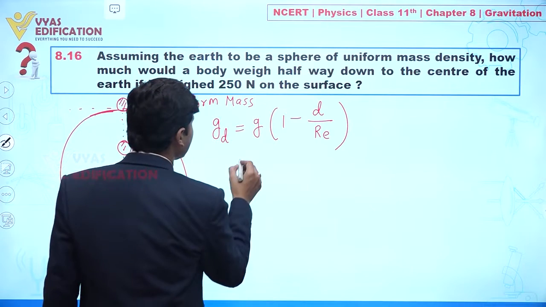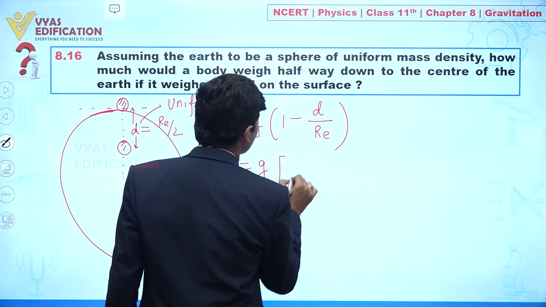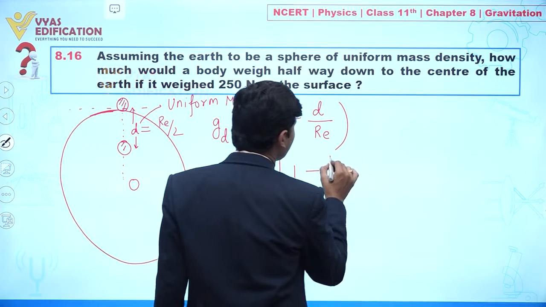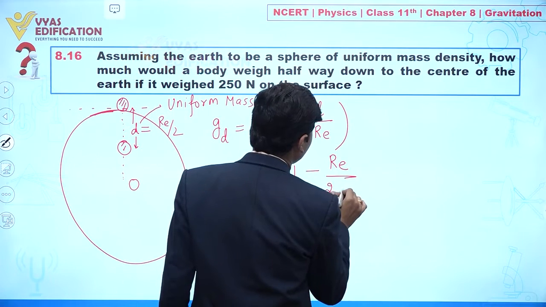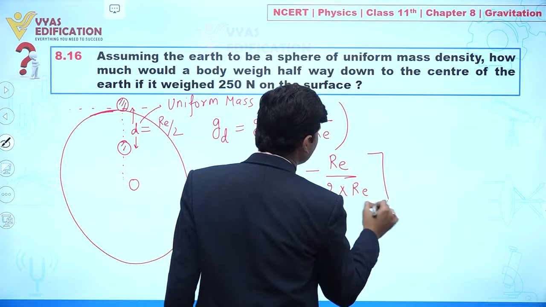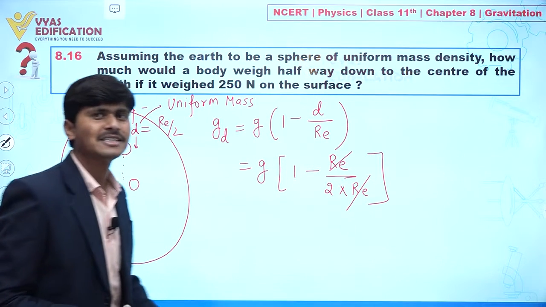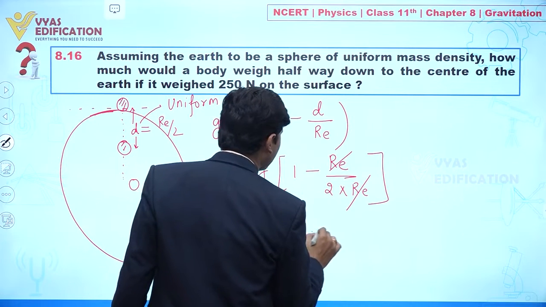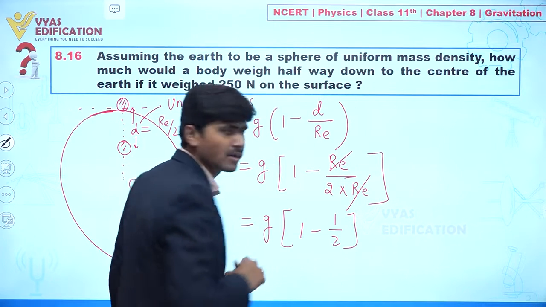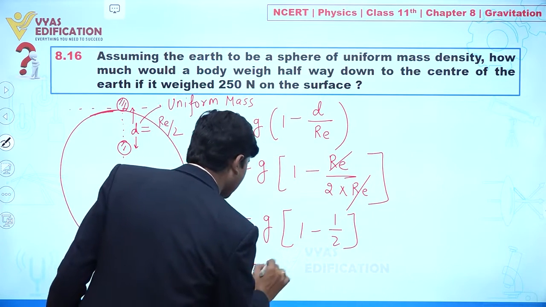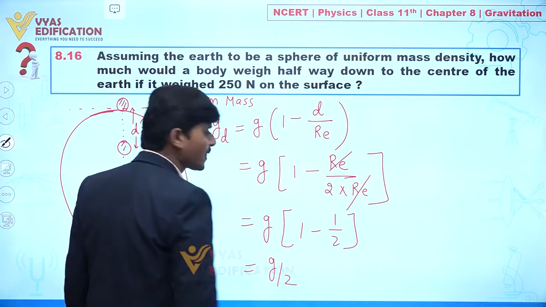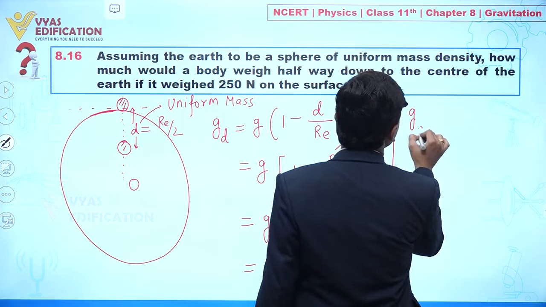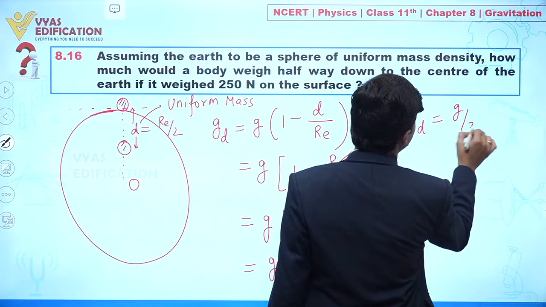Clear? So now we can write like this. This is equal to g times (1 minus d upon Re). d is given to you as Re by 2. Re divided by 2, multiplied by 1 over Re. Clear? So I can say this Re and Re cancel out. So from here we can say this is g times (1 minus 1 by 2). Clear? So from here we can write like this. This is g divided by 2. Clear? So I can say gd is equal to g by 2.